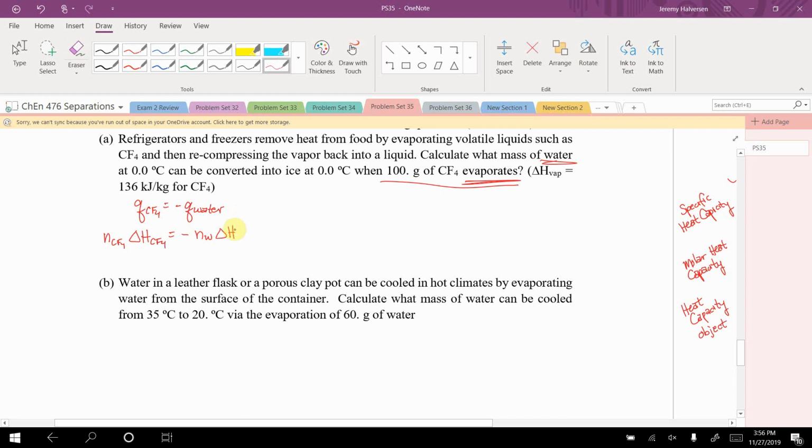And which delta H? Well, it's freezing, and fusion is melting, so the delta H I'm going to use is going to be the negative delta H of fusion for water. And what's happening to my CF4? It's evaporating, so I'm going to use the delta H of vaporization of my CF4, if I want to get specific. Do I know these values? I do, so let's plug them in, and again, I'm trying to find how much water could be converted.